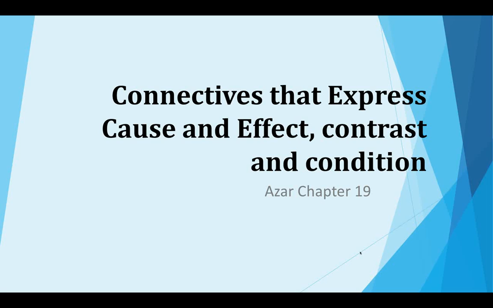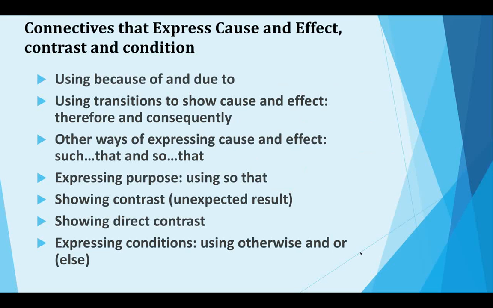Azar Chapter 19, Connectives that express cause and effect, contrast and condition. Here are some connectives that express cause and effect, contrast and condition. Using because of and due to, transition to show cause and effect, therefore and consequently. Other ways of expressing cause and effect can be such that and so that. Expressing purpose using so that. Showing contrast with unexpected result. Showing direct contrast and expressing conditions using otherwise and or else.